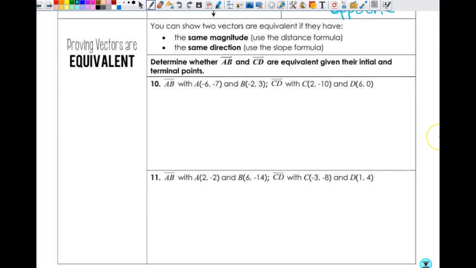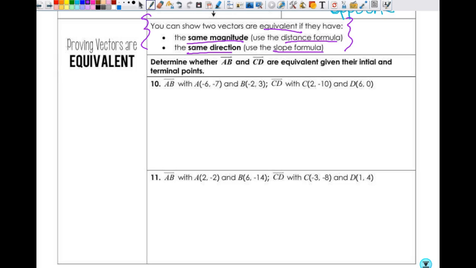All right, so we want to prove vectors are equivalent. It says you can show two vectors are equivalent if they have the same magnitude or the same direction. So this here is a true statement. And the distance formula will tell us if they have the same magnitude, right? Will the slope formula actually tell us if they have the same direction?